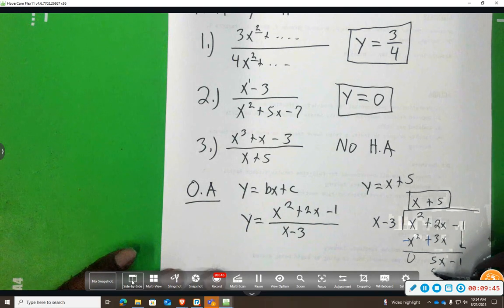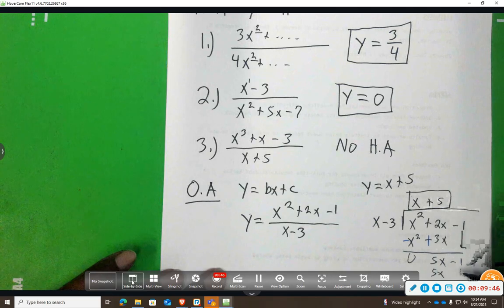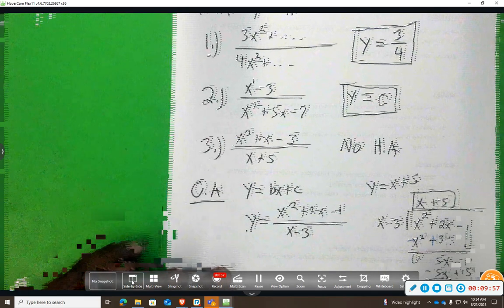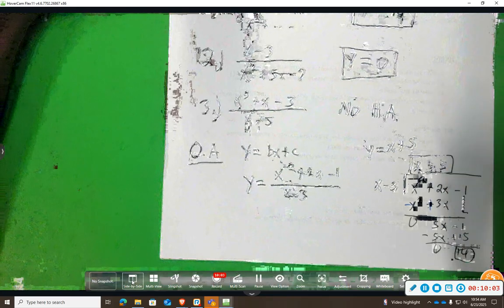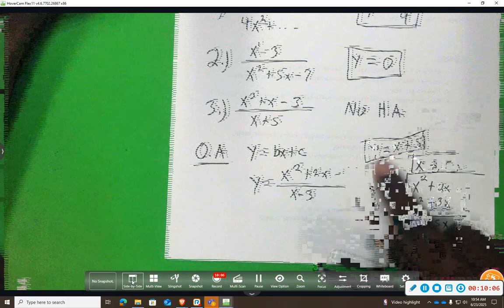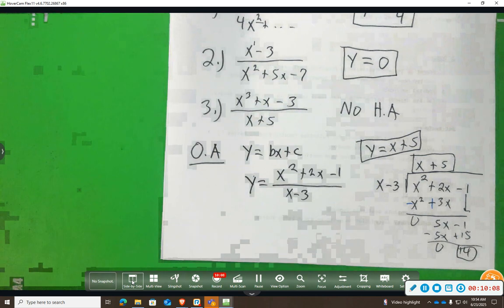We'll get a 5x. 5 times 3, that'll give us a negative 15. You'll change the signs. That will become negative. This will become positive. That will zero out, and this will be a remainder of 14. Okay, that 14 does not matter. We are only concerned with the linear aspect. So this would be our slant asymptote. It'll always be a linear equation.